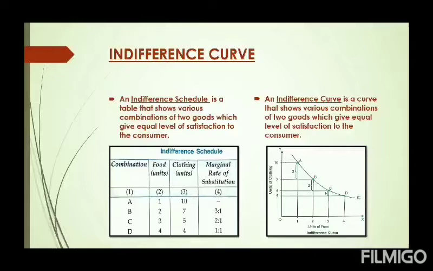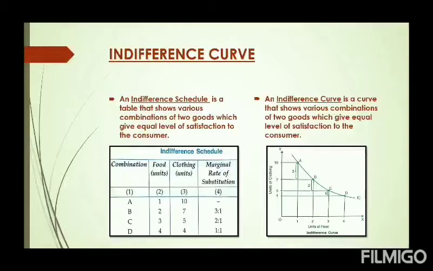satisfaction to the consumer. Whether the consumer is consuming 1 unit of food and 10 units of cloth or 2 units of food with 7 units of cloth, the satisfaction level is same. That means along the IC curve, at each and every point, the satisfaction level is same. Whether the consumption of one commodity is more or the other is less, that doesn't matter. What matters is same level of satisfaction.